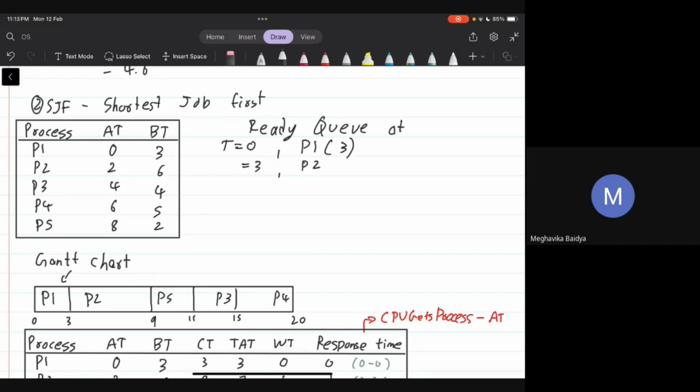You have P2 of burst time 6, so now you will execute P2. Then you should check at 9. When you go to 9, you'll see that at 4, 6, and 8, three processes came, right? So you'll now arrange them according to the burst times. P5 has the shortest burst time of 2, so you'll write P5 of 2, then P3 of 4, and then P4 of 5.